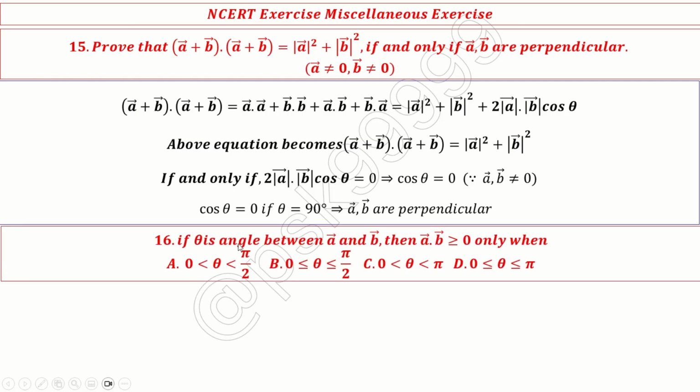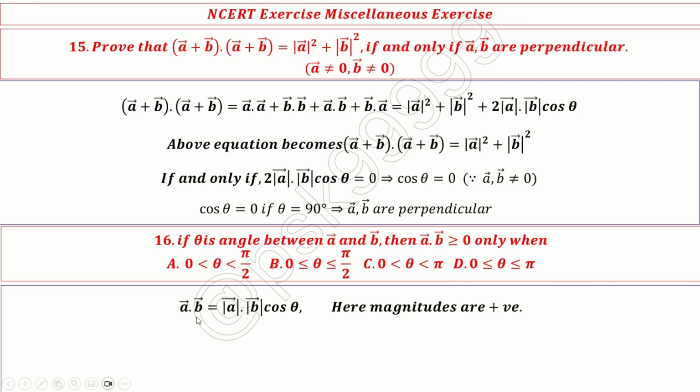Okay, next. If theta is the angle between A and B bar, then A bar dot B bar is greater than 0 only when. Okay, only when, because A bar dot B bar is always a product of magnitudes which are positive. So the only term which can be negative is cos theta, and here it is a positive value. So cos theta has to be positive. Cos theta is positive in which quadrant? Correct? Cos theta is positive in 0 to pi by 2. That is the first quadrant. From these options, you have only the first quadrant. You don't have the fourth quadrant. If there is a fourth quadrant, that is also a correct answer. Okay, next.